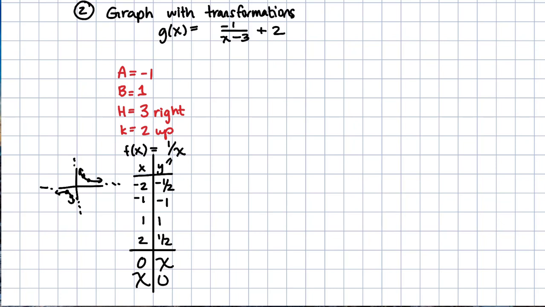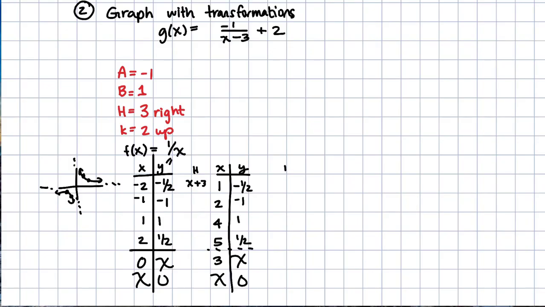So starting with our h, it's a right shift, so we're going to add 3 units onto the x coordinate, and right away we see that our vertical asymptote is going to be shifted by doing that. So x plus 3 gives me 1, -1 plus 3 gives me 2, 1 plus 3 gives me 4, 2 plus 3 gives me 5, 0 plus 3 gives me 3, and the y's remain unchanged.